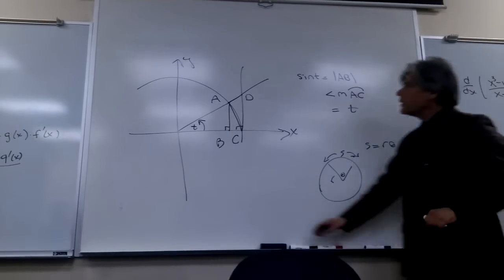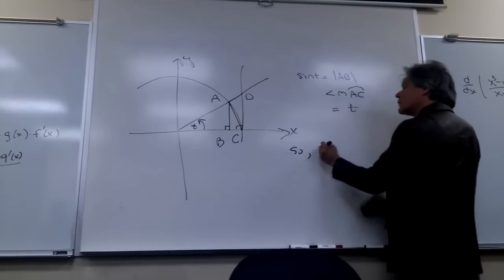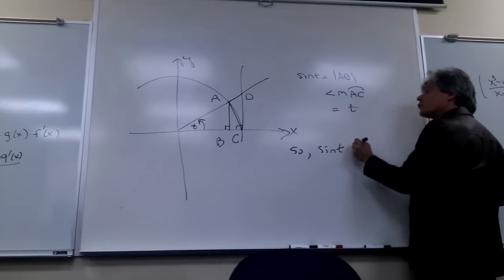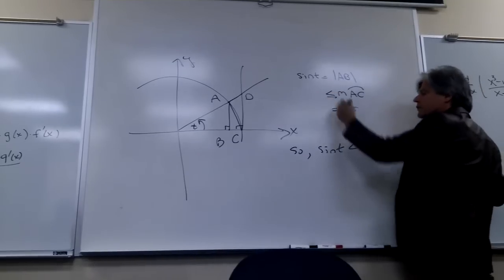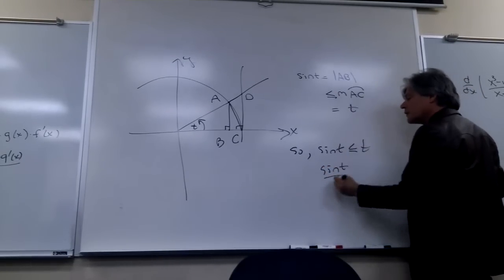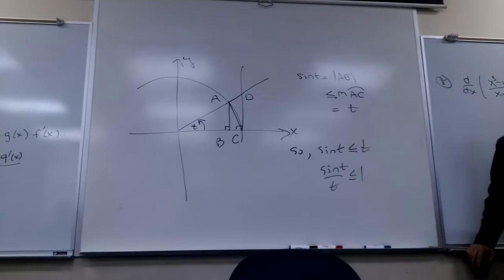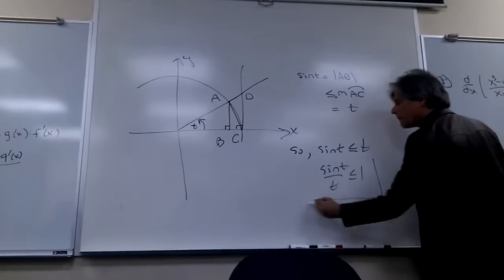Oh, you know what? If you look at what I have on the board, you guys, this is so important. Can I rewrite it? What I'm really saying is that the sine of t is strictly less, or actually less than or equal to t. Which means if I divide both sides by t, this is less than or equal to 1. That's so important. Can I put it in a box?